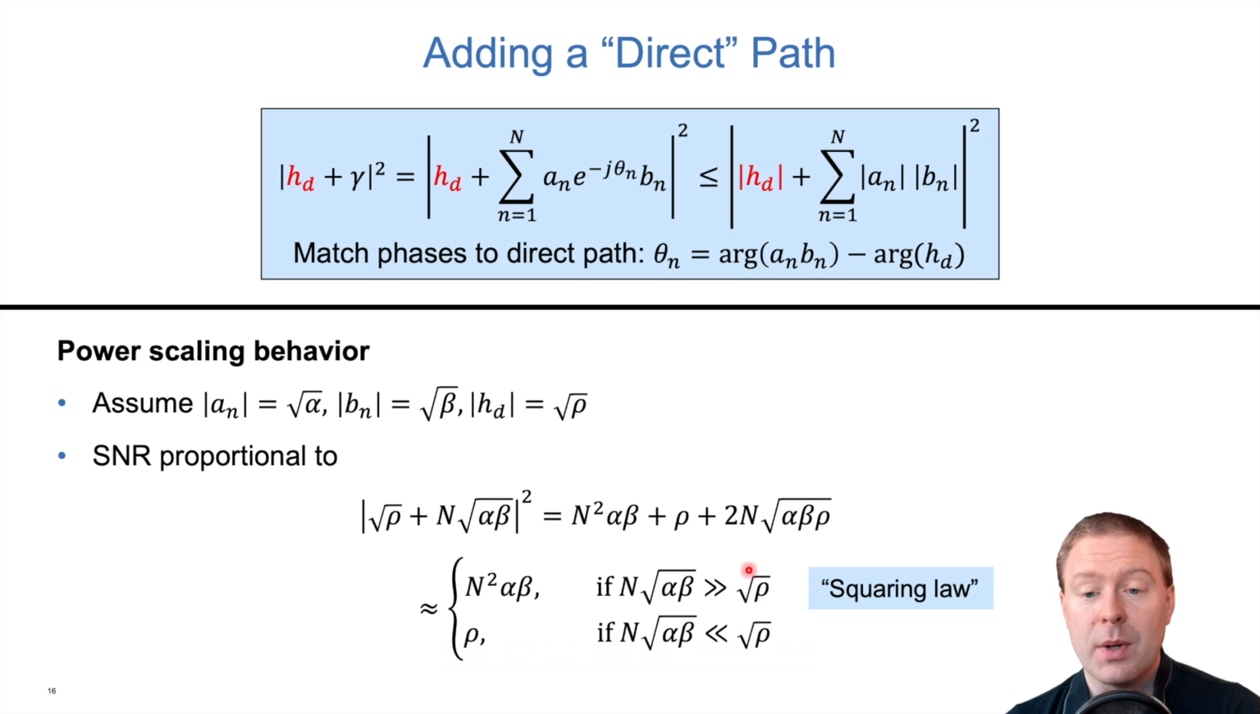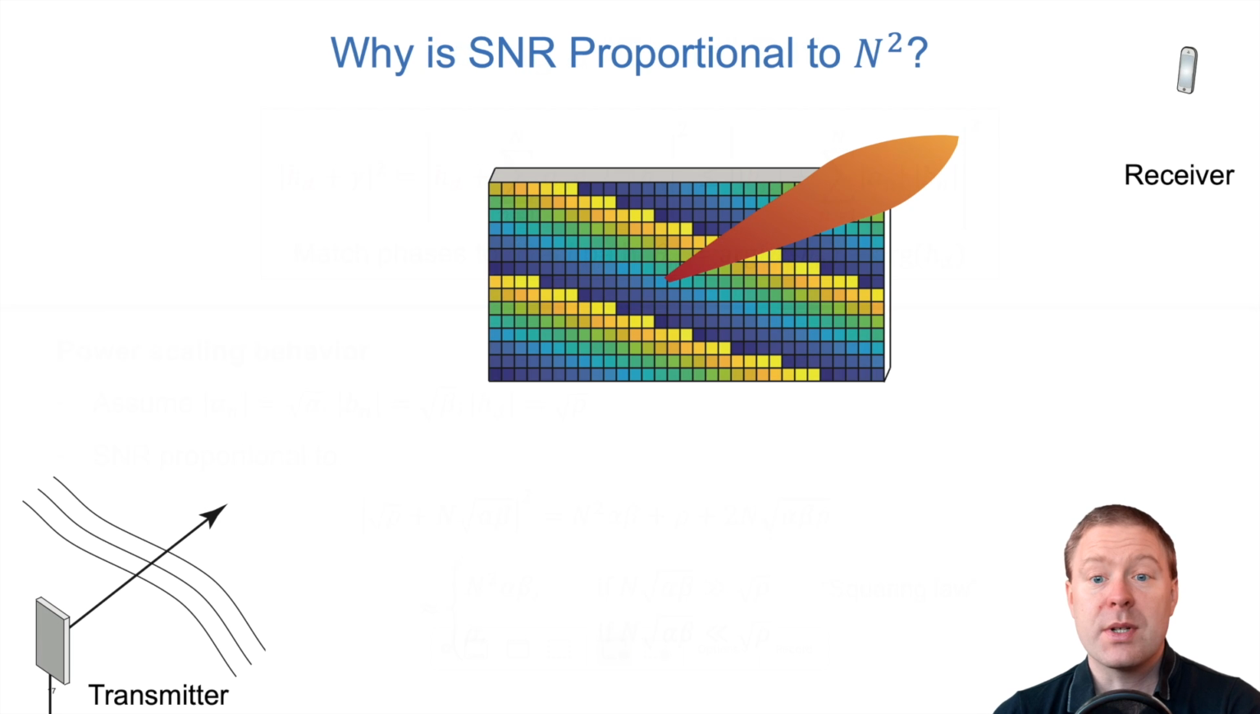So that is happening when the direct path is small. But if the direct path is much stronger than the reflected paths, then we can neglect the reflected path instead. We only get rho here, and then it doesn't really matter how many elements we have because they are not really adding anything to our link budget. The SNR is roughly the same. But the interesting case is, of course, when the IRS is actually making a difference, when the SNR becomes proportional to the number of elements squared.